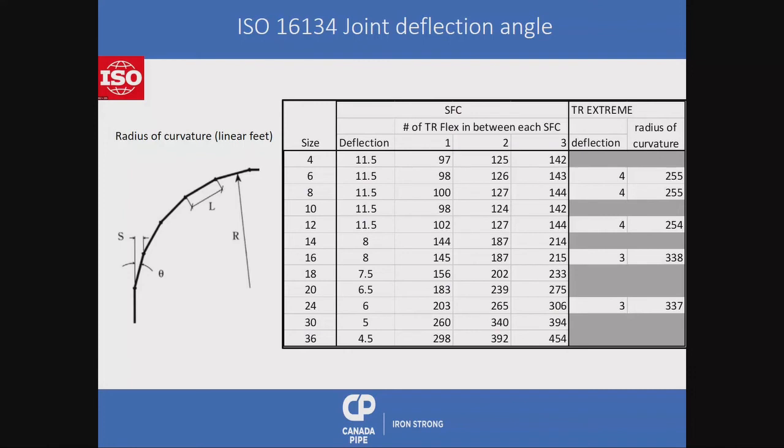When you're talking about a joint deflection angle, the tighter the radius of curvature, the smaller the number, the better it is. And when you have it on every joint, you have a radius of curvature of about 97 or 125, or on every third you have 142, whereas the TR Extreme is about 255. And TR Extreme is actually in working order now, so it's a very good product. It does work. We're just trying to add to it.